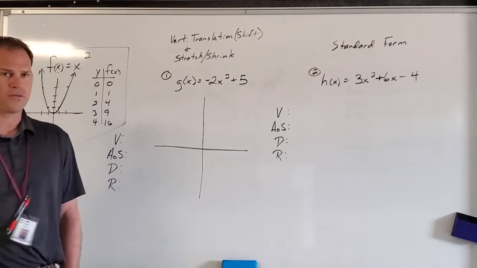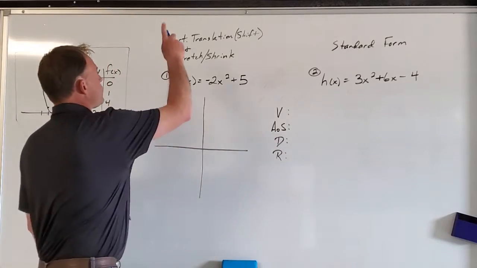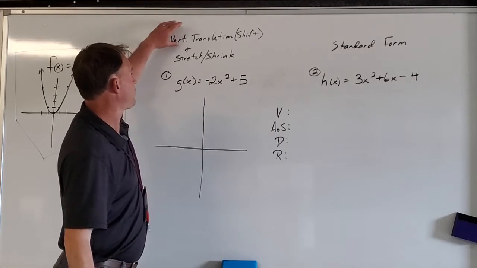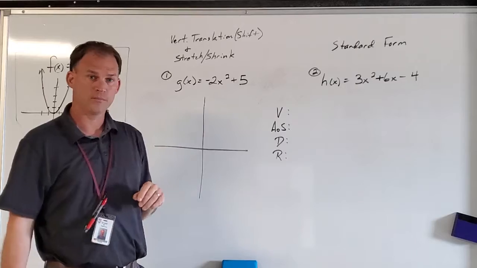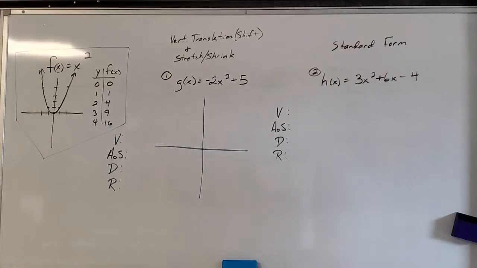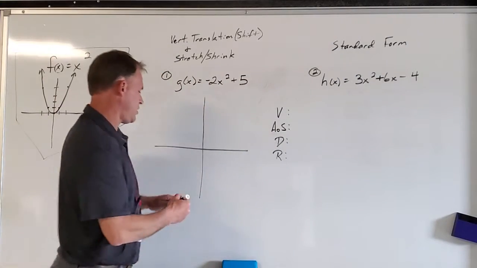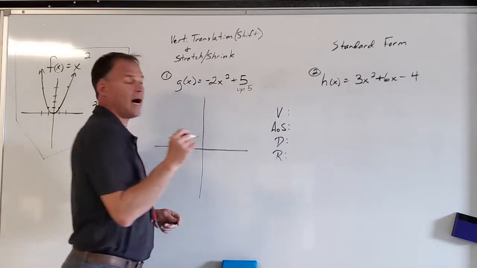We've got 4 different methods. I'm going to walk you through all of them. The first method we learned and talked about, and we keep learning and talking about and doing, is when we talked about vertical translation, shifts up and down, and stretching and shrinking. So if I look at this first problem, what do you know? Well, you know that it's up 5 because of this number here. This tells me it's sliding up 5.